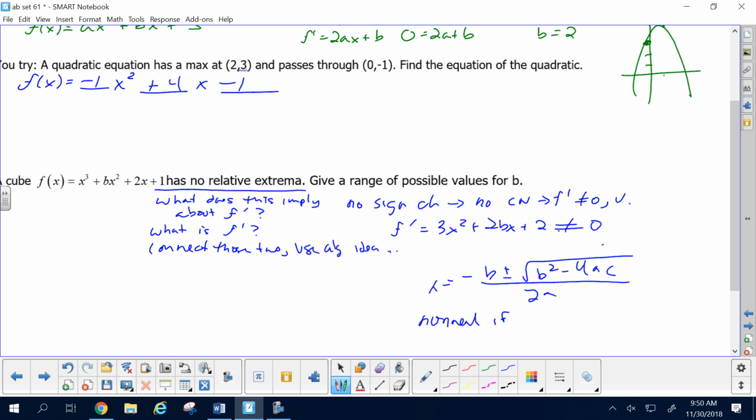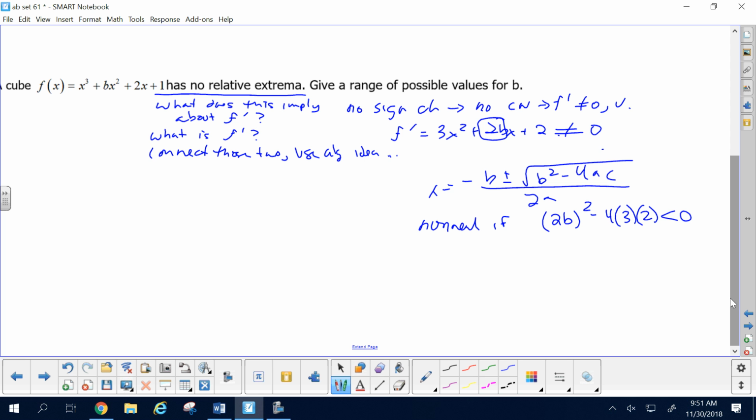So to really get through this, you would have to connect to the fact that, geez Louise, that would mean that 2b, don't you agree that the x coefficient is actually 2b? 2b squared minus 4 times 3 times 2 must be negative. That would imply that 4b squared minus 24 is less than 0. So 4b squared is less than 24. So b squared is less than 6.